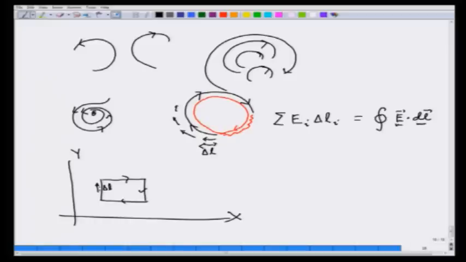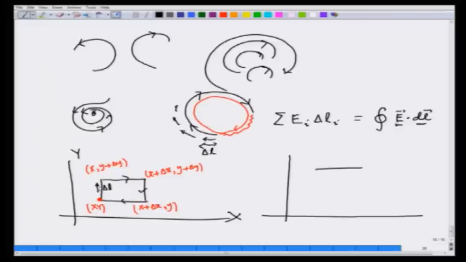So, let us do it for this small path in the xy plane. Let us take the lowermost corner of this to be x y. Let this be x plus delta x, still at y, x plus delta x, y plus delta y, and x, y plus delta y. And usually, when we do this going around a path, we take the travelling direction to be positive if we are going counterclockwise. So, I am going to take it like this. This is x y, x plus delta x y, x plus delta x, y plus delta y, x, y plus delta y. And let us calculate this integral over this entire path.